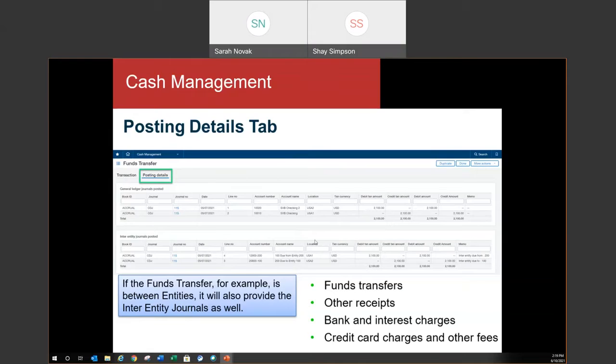Also, if this is an intercompany transaction, it is also going to show me my due to and due from. So I don't actually have to go in and drill down into this. I can just click on my posting details within my fund transfer, and it's going to show me my entry right here.